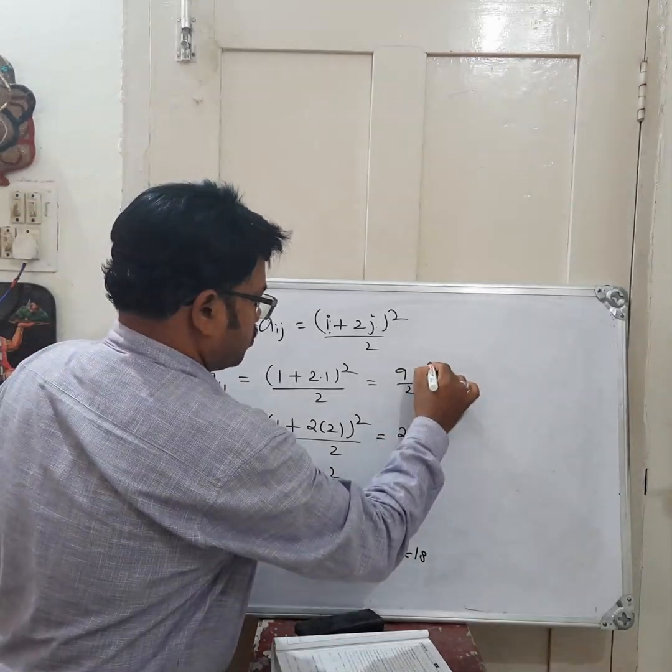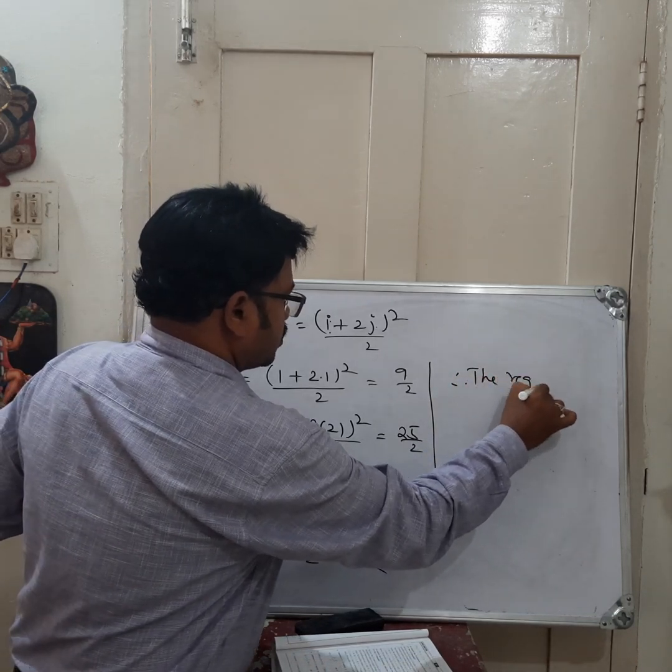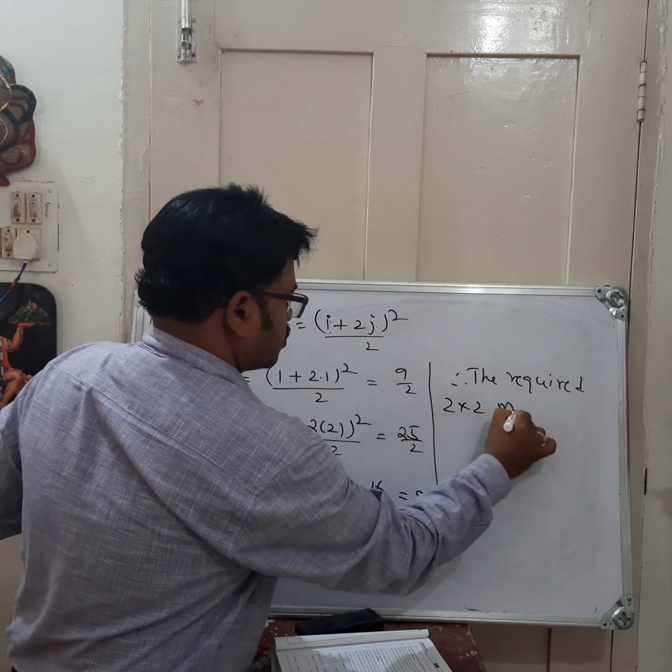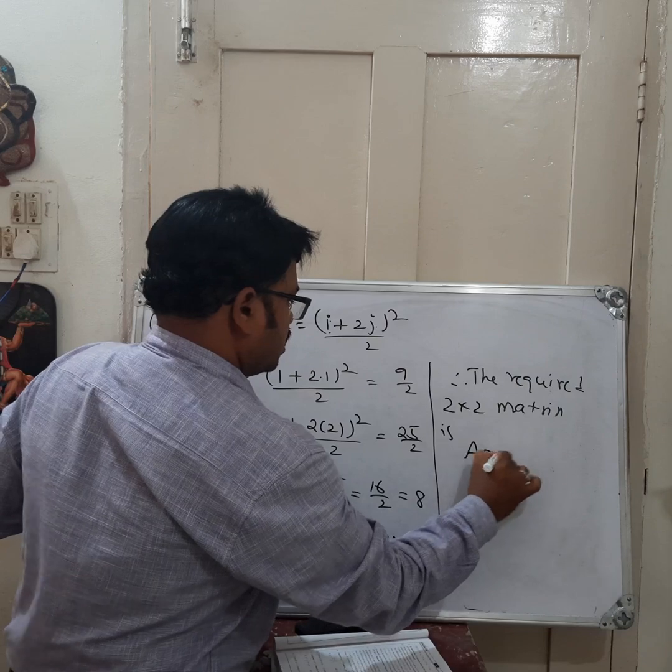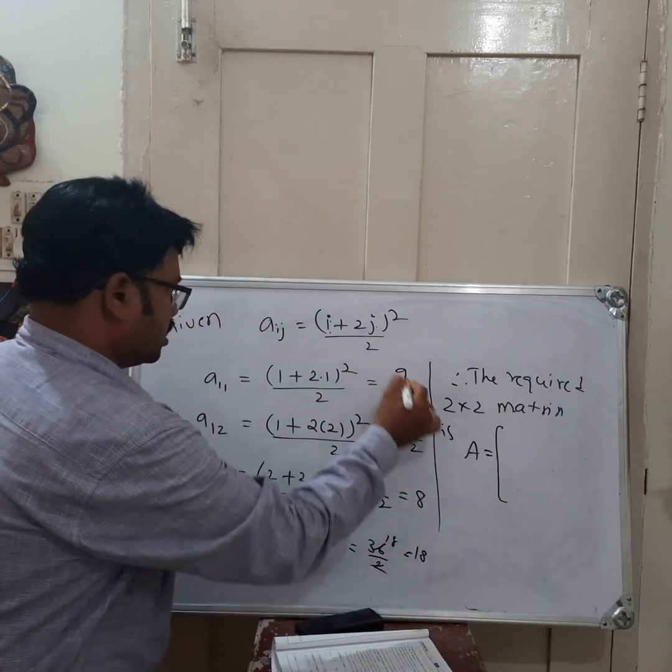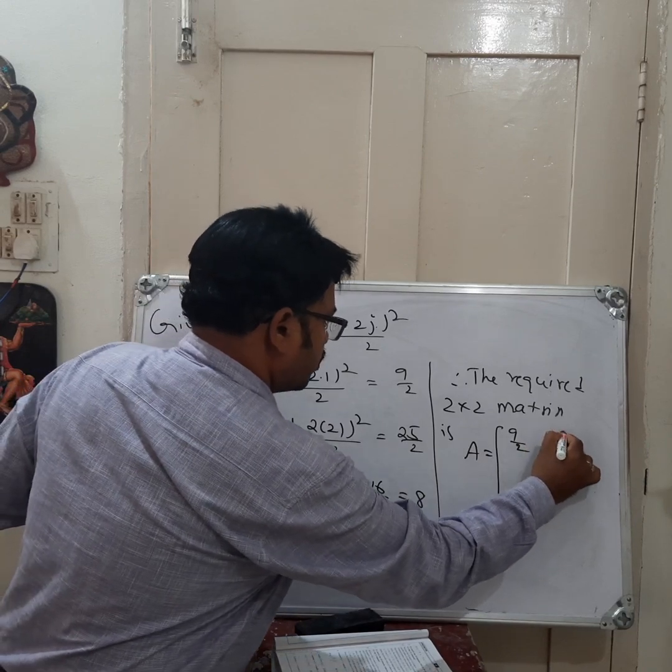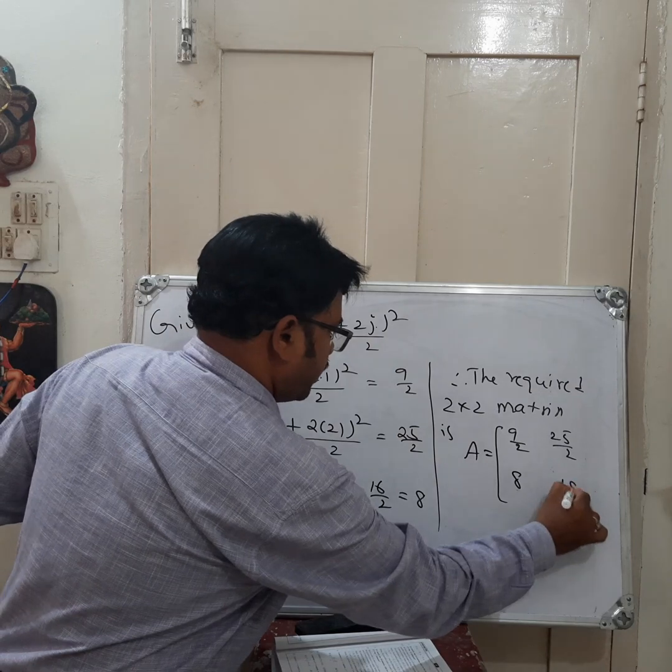Therefore, the required 2 by 2 matrix is A equal to: first row 9 by 2 and 25 by 2, and second row 8 and 18.